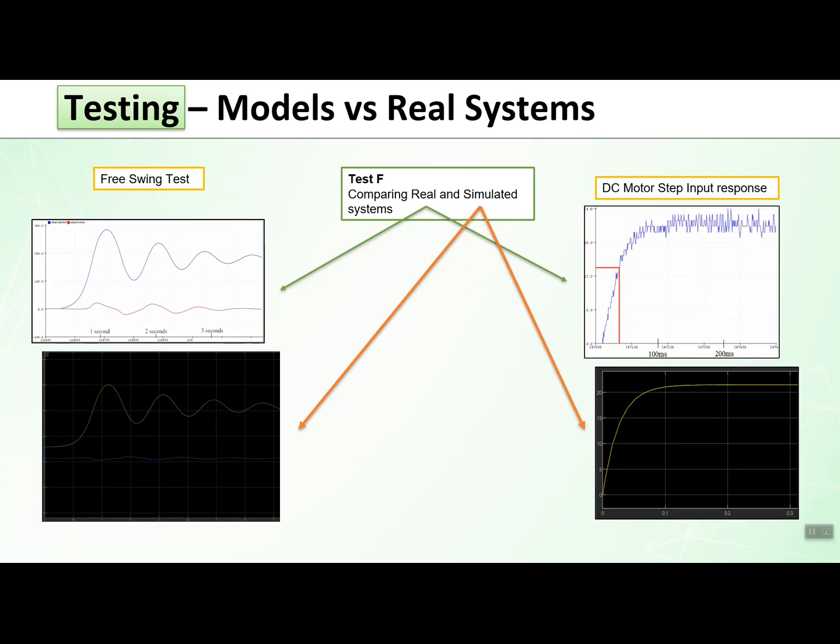A free swing test was performed where the pendulum was held in the upright position and released. For the DC motor test, a step input of 8.16 volts was applied to the motor, and the angular velocity response was recorded. In both of these tests, the models produced similar results to the real response.